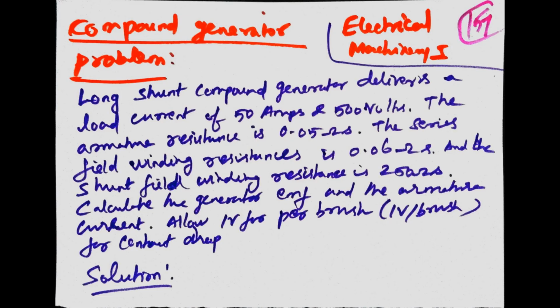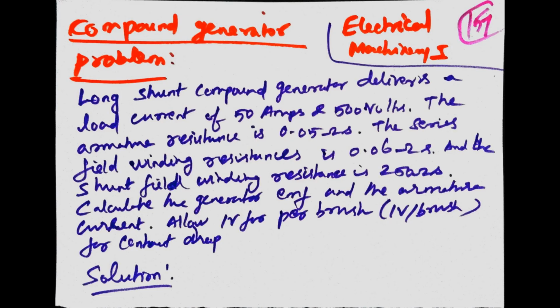The armature resistance is 0.05 ohms. The series field winding resistance is 0.06 ohms, and the shunt field winding resistance is 250 ohms. Calculate the generated EMF and the armature current. Allow 1 volt per brush for contact drop.